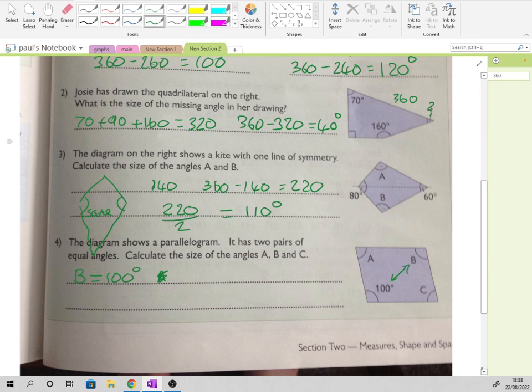B and that is 200. B plus 100 is 200. So now we do 360, take away the 200, which is 160 degrees. So A and C, A plus C equals 160 degrees. Now A and C are the same as each other because they're opposite. So we just take the 160, divide by 2, which equals 80 degrees. 80 degrees.